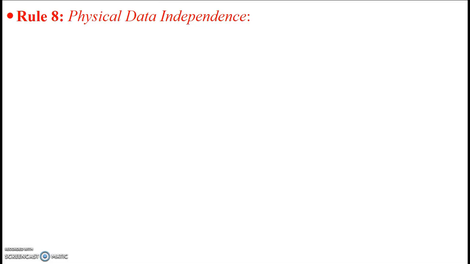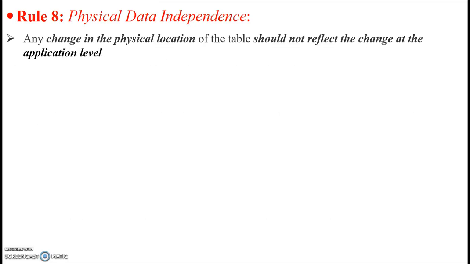Rule 8 is physical data independence. We have seen that in the earlier classes. What does physical data independence mean? Any change in the physical location of the table should not reflect the change at the application level.